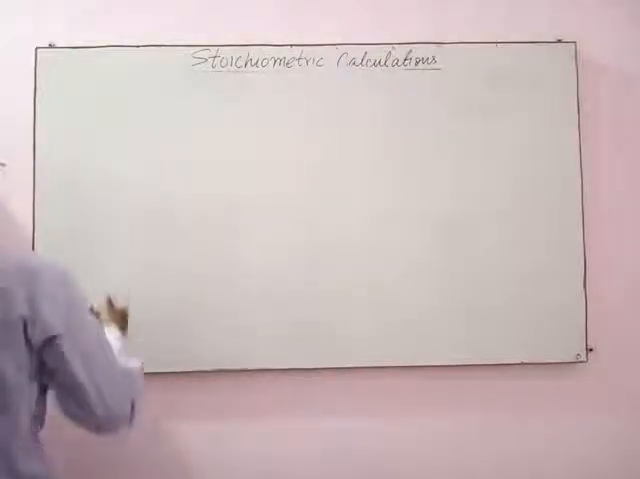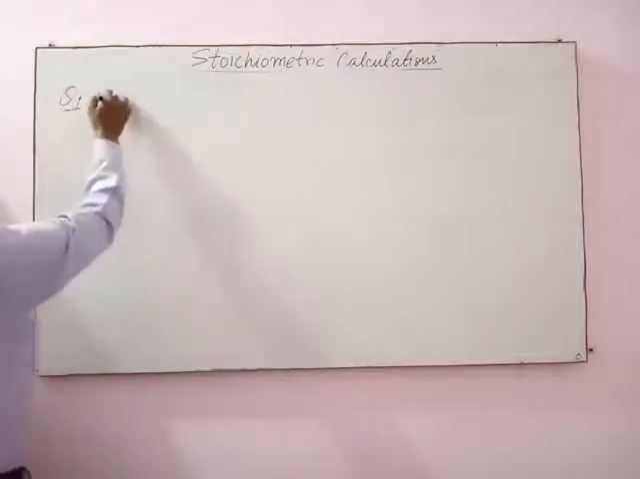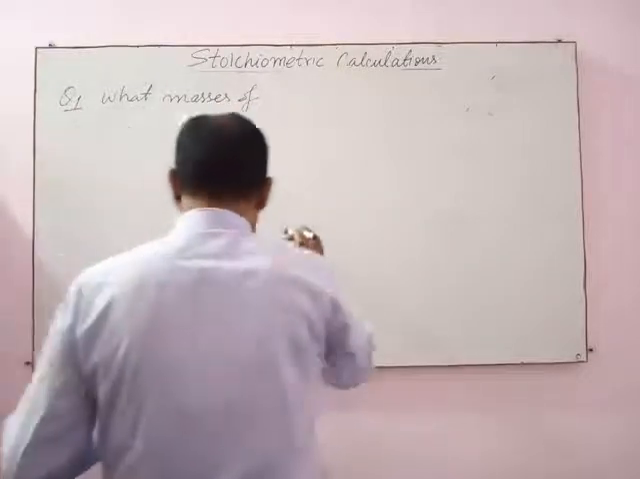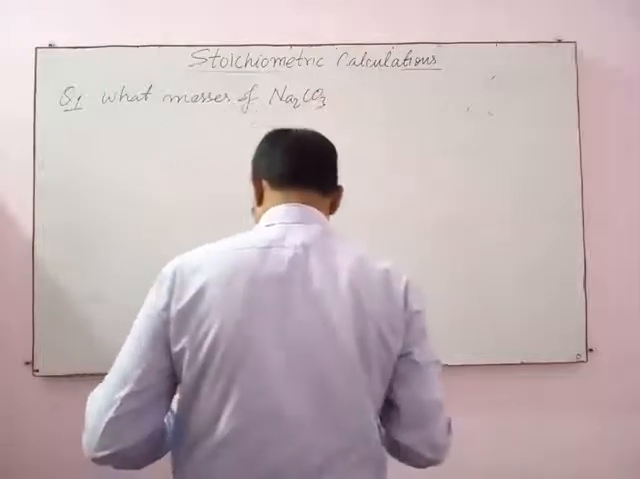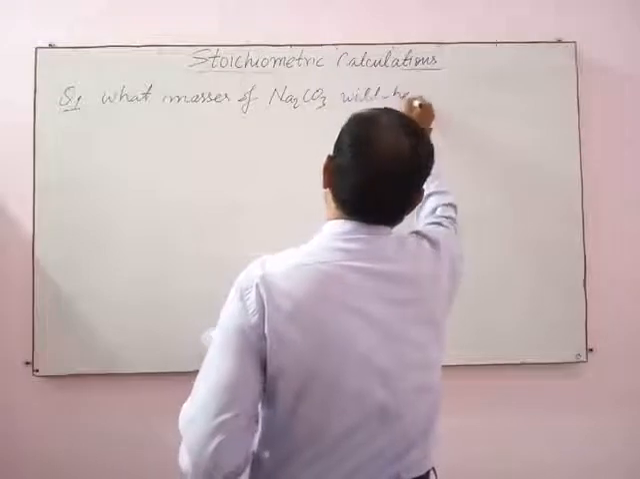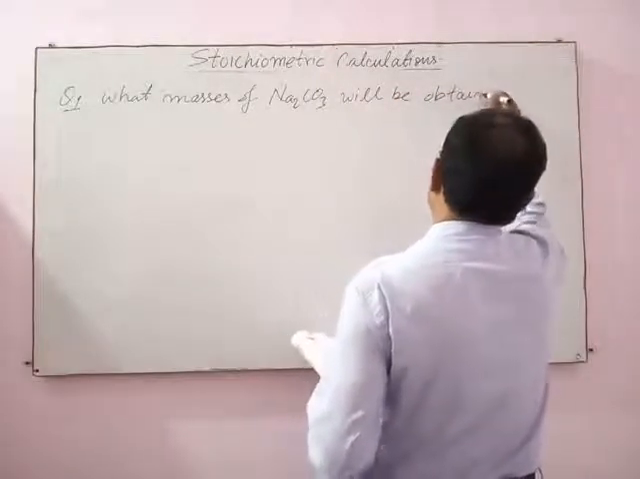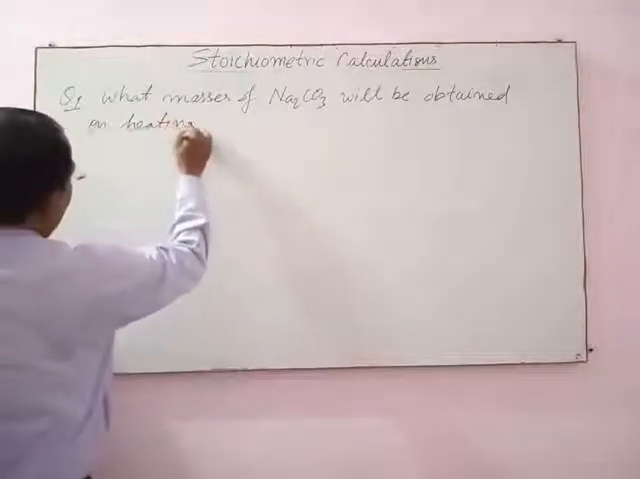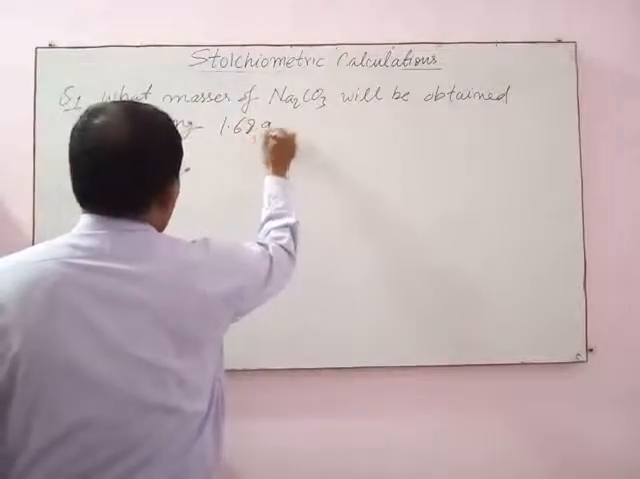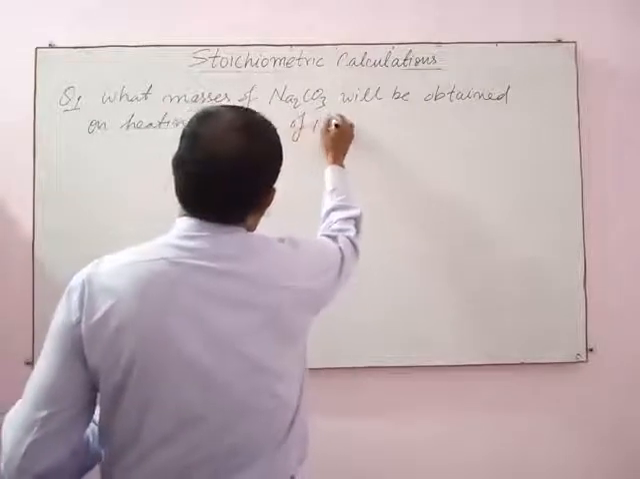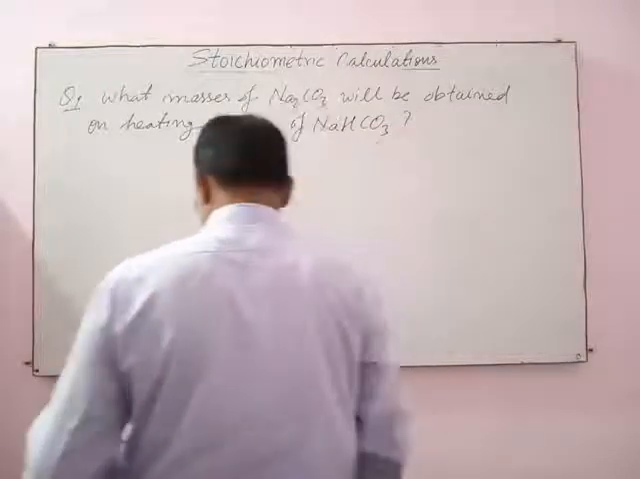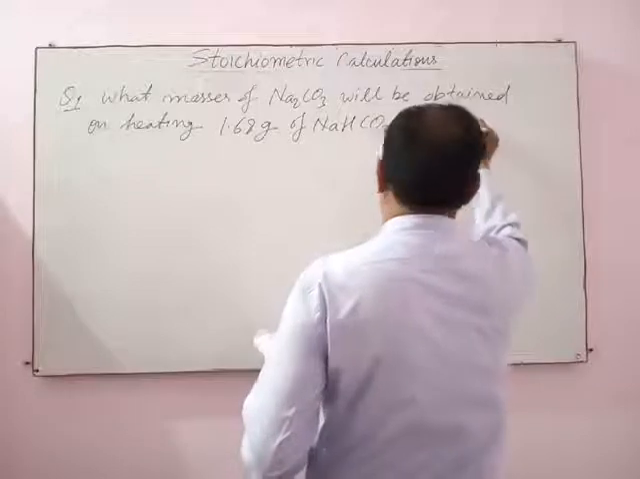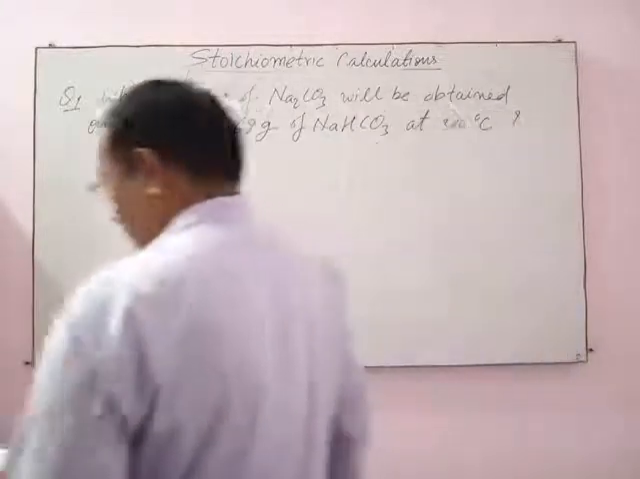Question first. What mass of sodium carbonate, Na2CO3, will be obtained on heating 1.68 grams of sodium bicarbonate, NaHCO3, at 300 degrees Celsius? This is the question.